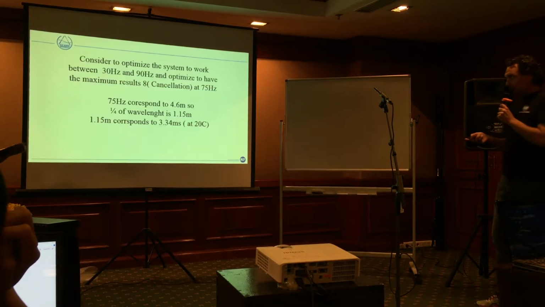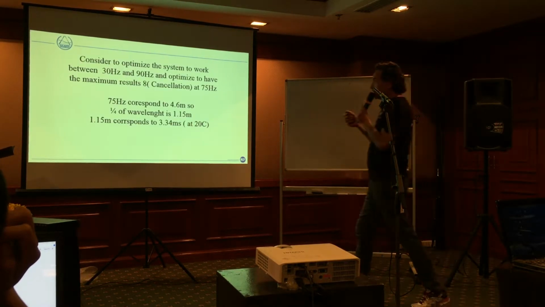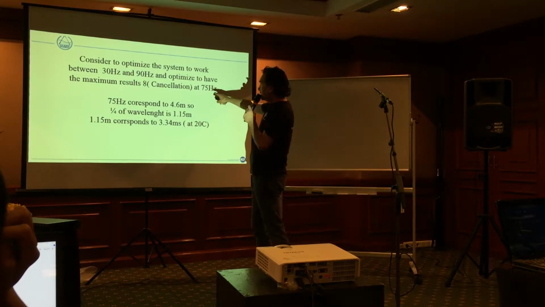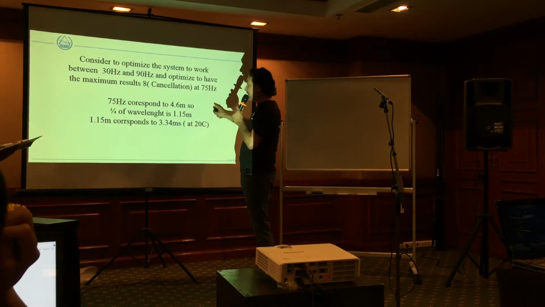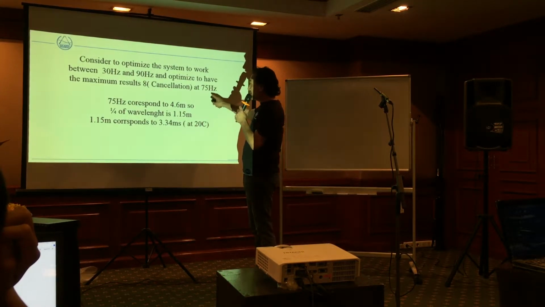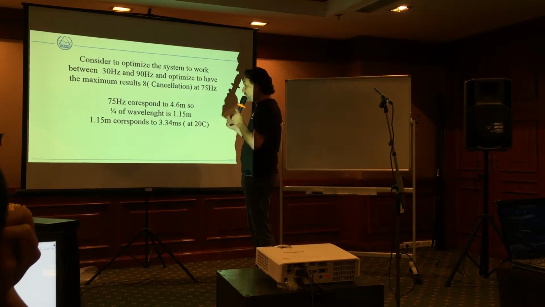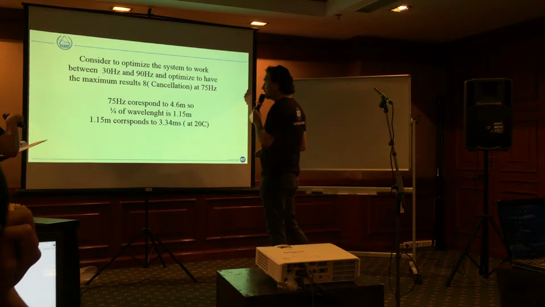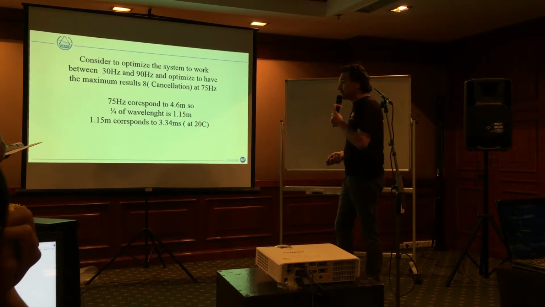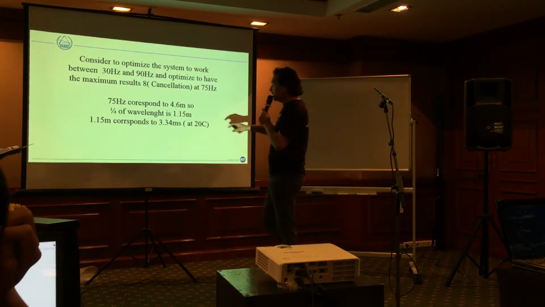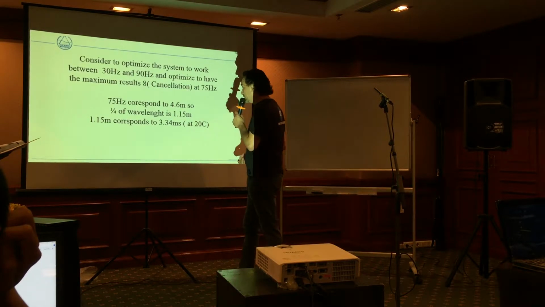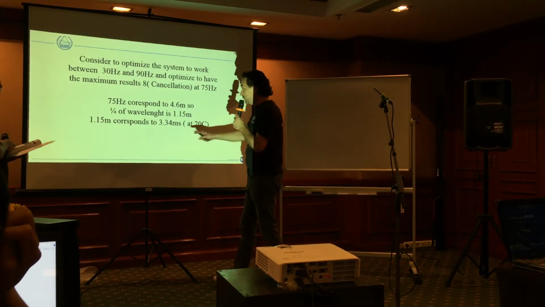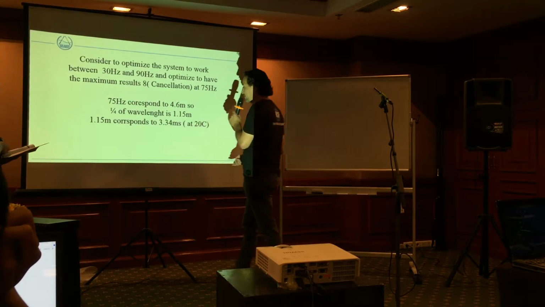So, for example, if you want to cancel the 75 Hz, a quarter of wavelength of 75 Hz is 1.15 meters. That is equal to 3.34 milliseconds.